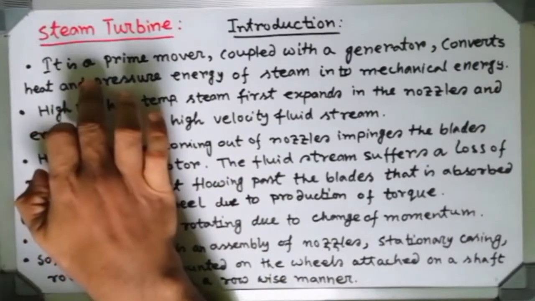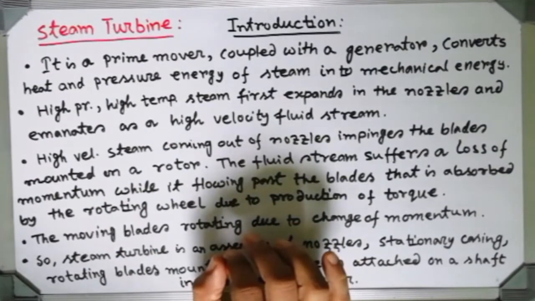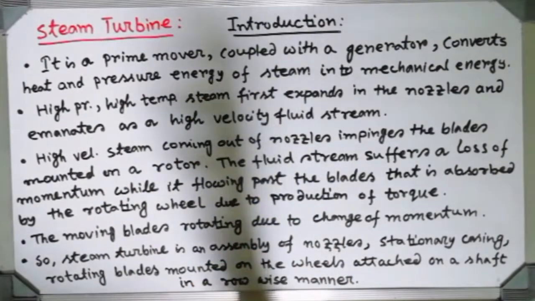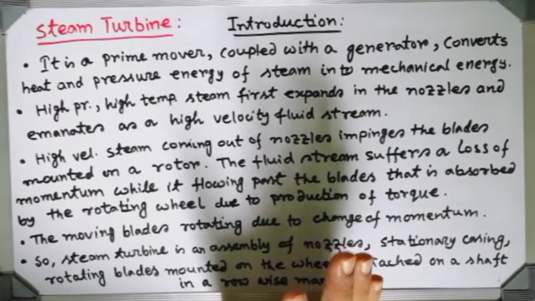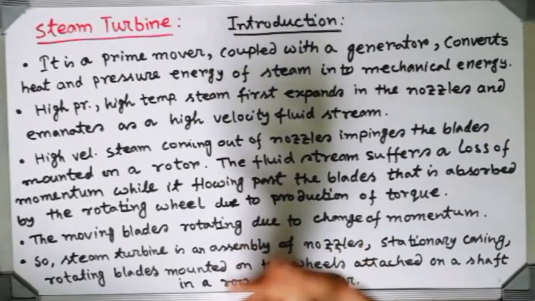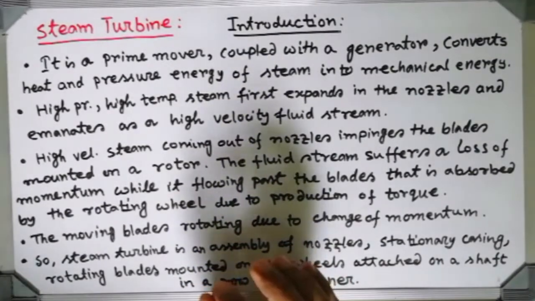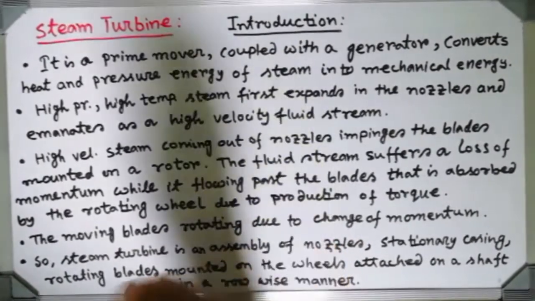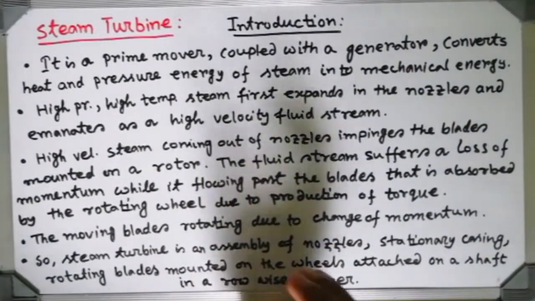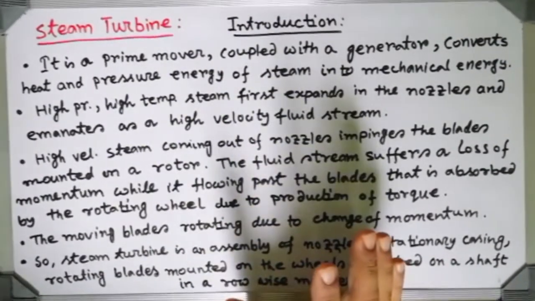First point, as introductory information, I have written: it is a prime mover. Prime mover means something which can produce some work. Energy cannot be produced, we all know, but the prime mover itself can produce some work. So a turbine can produce work if some form of energy is supplied to it. Always some energy conversion is done by us, we cannot produce any energy.